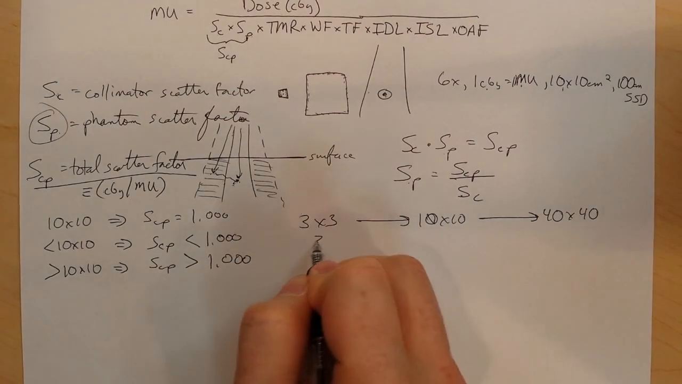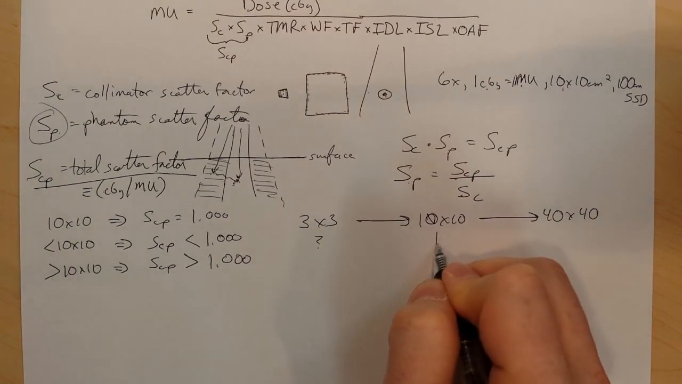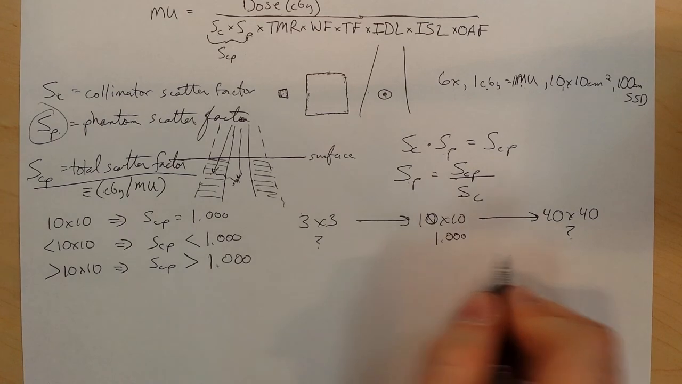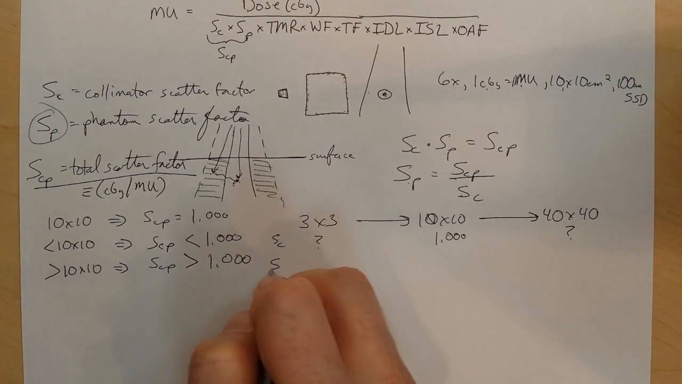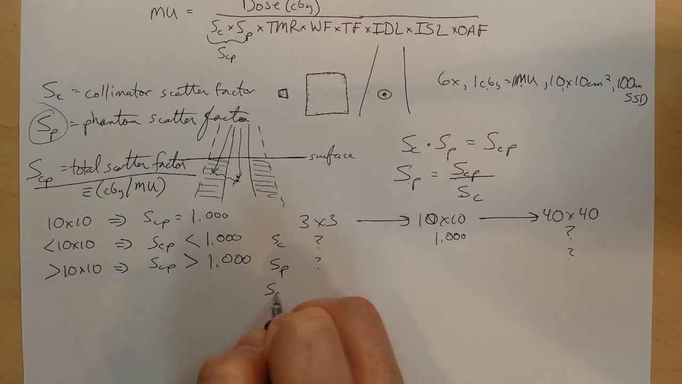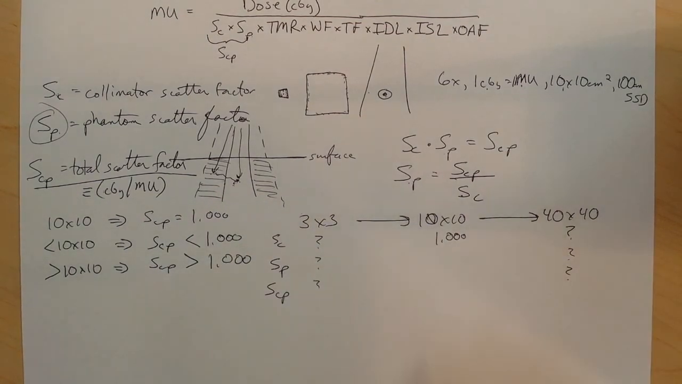What is this? This is 1.0. And what is this? What's the range? What's the range for S sub c? What's the range for S sub p? What's the range for S sub Cp? How much does it change?